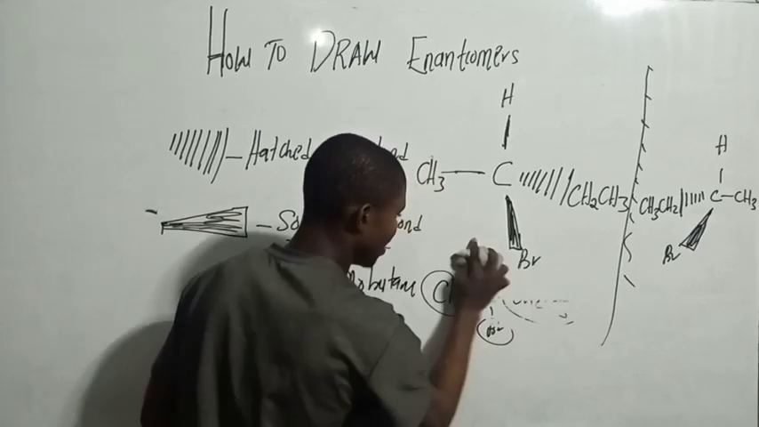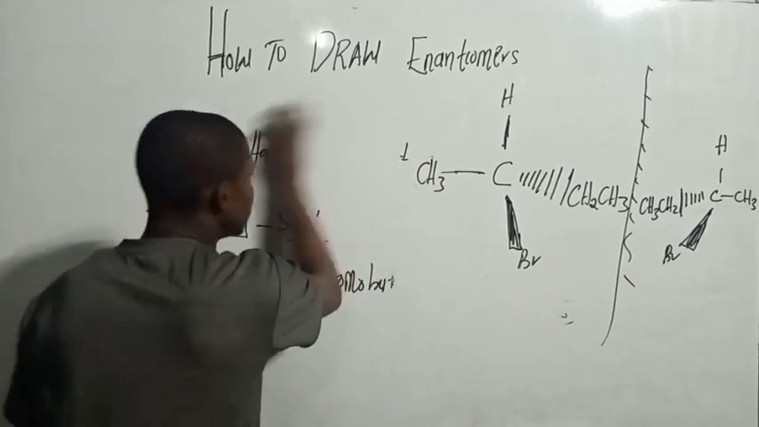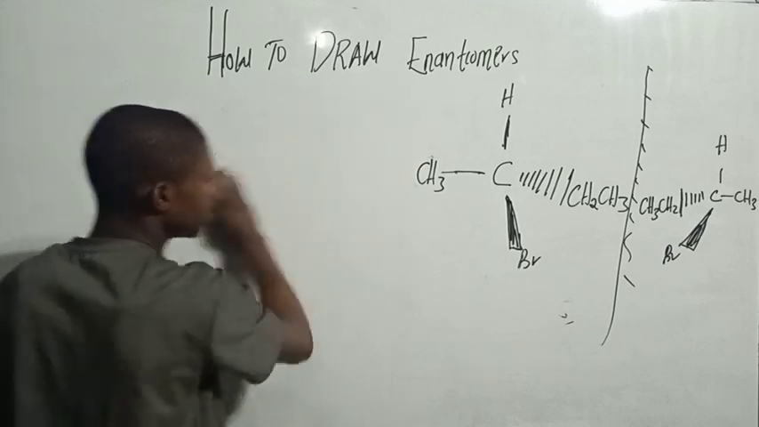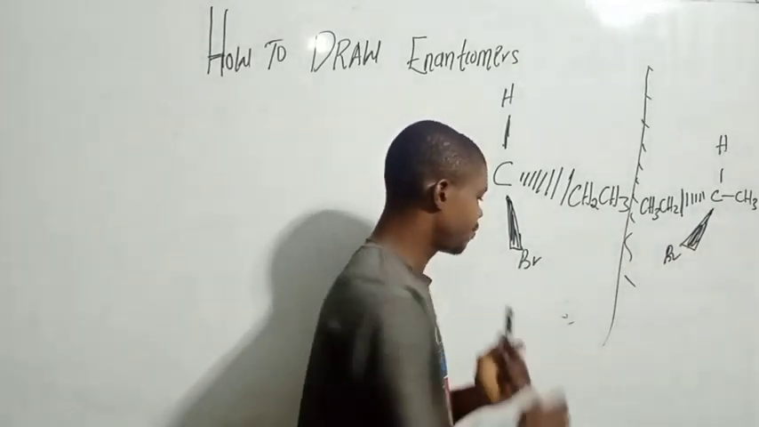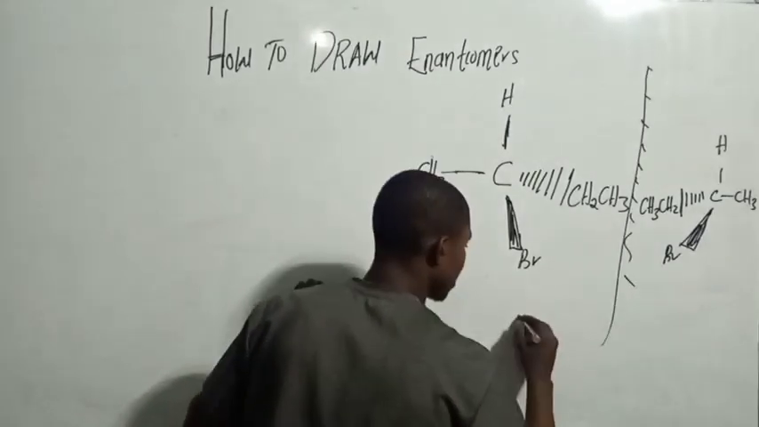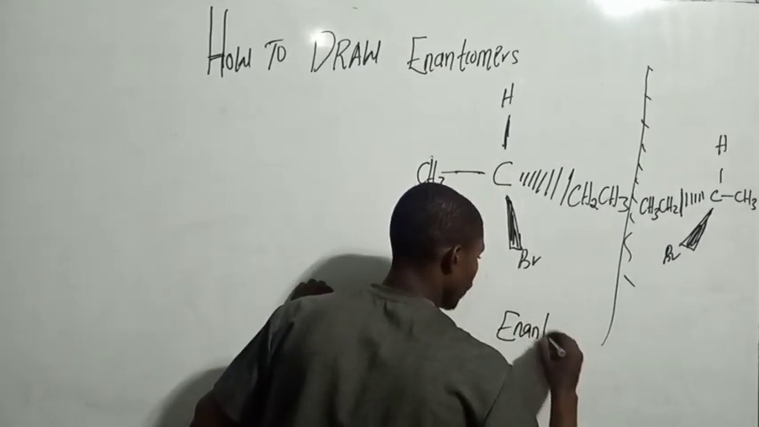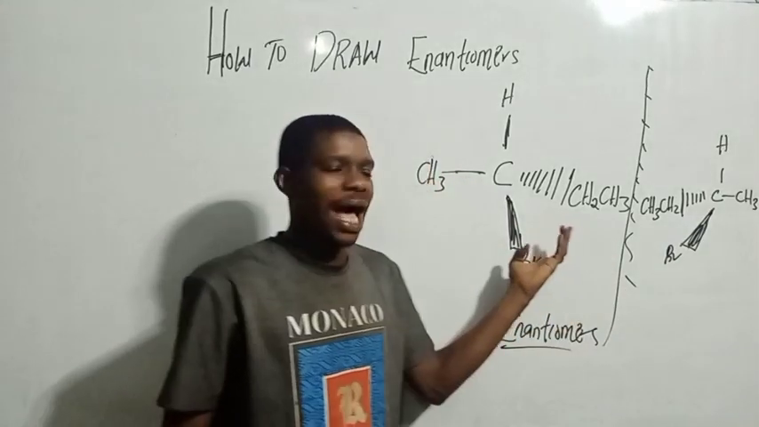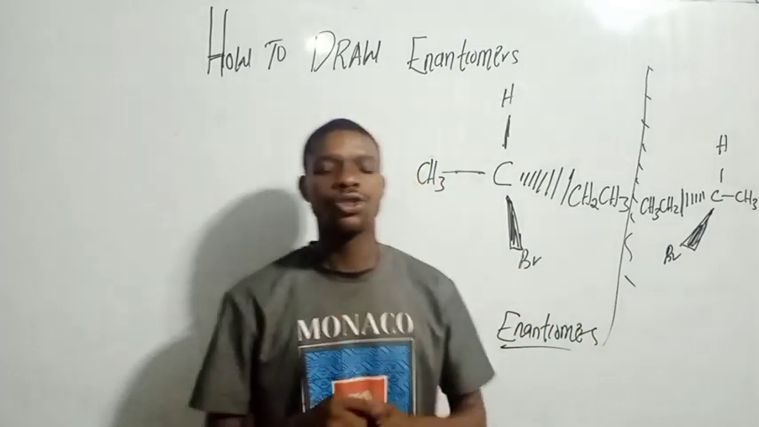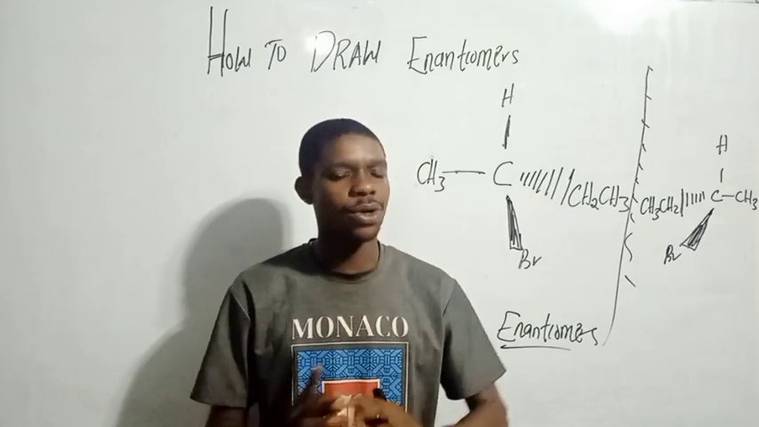So these two are called enantiomers. I have drawn this using the perspective formula. So you have enantiomers. Now, after drawing, you can draw the R and S configuration, which I'm not going to do in this video.